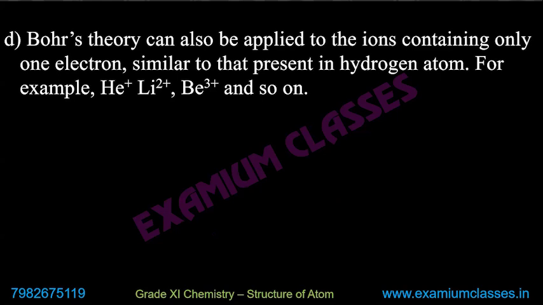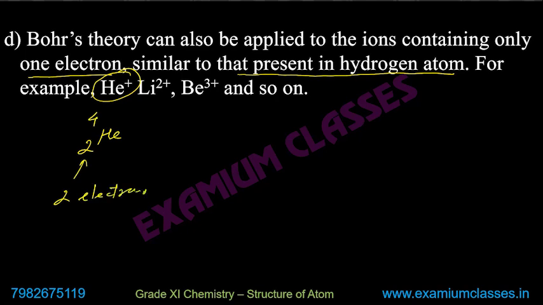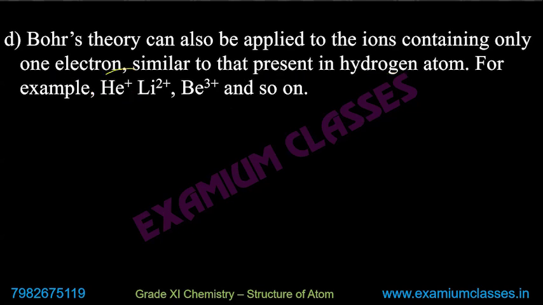Next, this is something what you were talking about. Bohr's theory can also be applied to ions containing only one electron, similar to that present in hydrogen atom. For example, helium atomic number is 2, so it is 2He4, means 2 electrons. But if it loses one electron, it will be He plus. This will also follow Bohr's theory. The formula will be slightly different, but all hydrogen-like species. What are hydrogen-like species? Having one electron only.